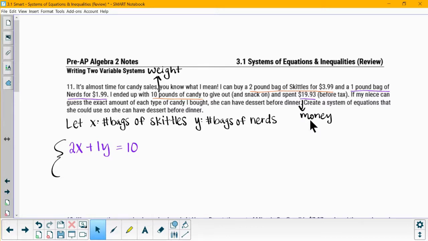Now for money, all you have to do is write a similar equation, but instead of 2, I'm going to plug in 399. And instead of 1, I'm going to plug in 199, because 399 times the number of Skittles plus 199 times the number of Nerds is going to total 1993. So all you have to do is write the equation. You do not have to solve it.